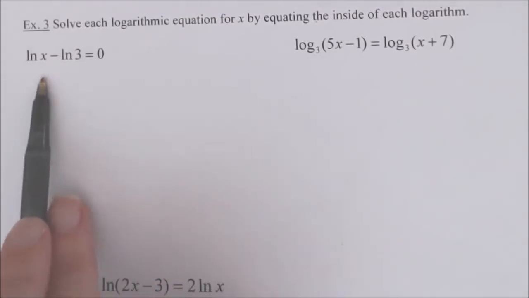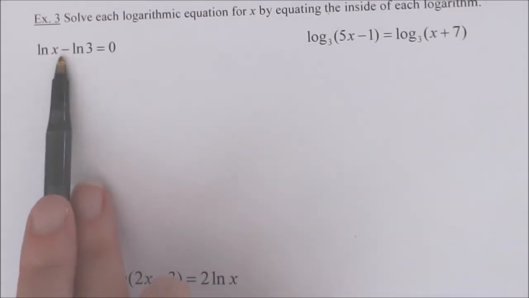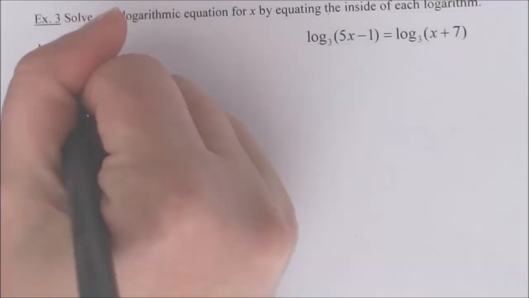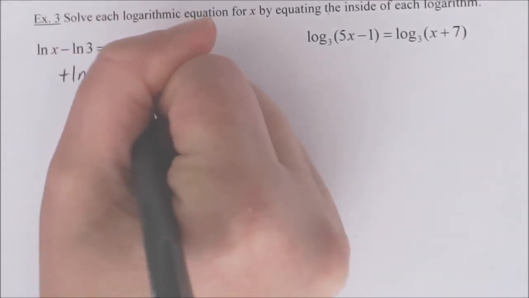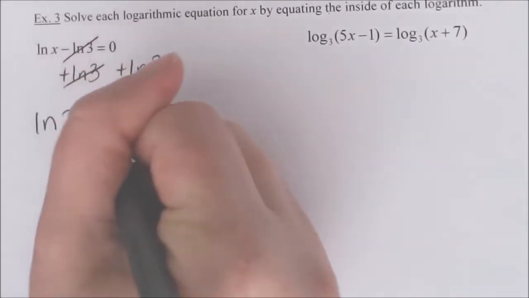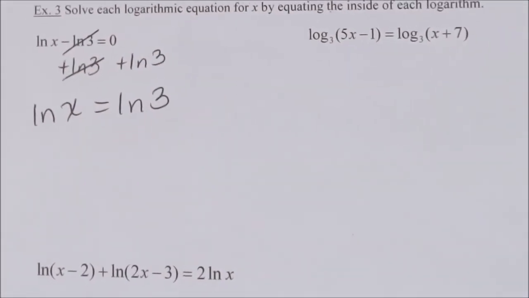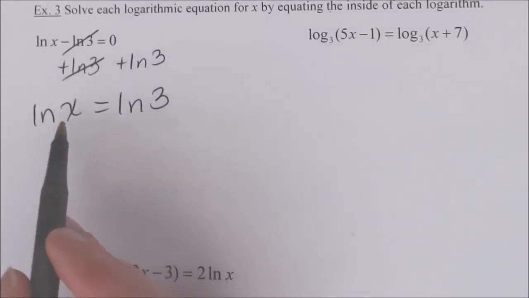So the first one here, what I would do is probably go ahead and move that natural log of 3 to the other side. So I'm going to add the natural log of 3 to the other side. Cross that out. So we have natural log of x equals natural log of 3. Now, it's easy to overthink this. Don't overthink this. This is a one-to-one correspondence.